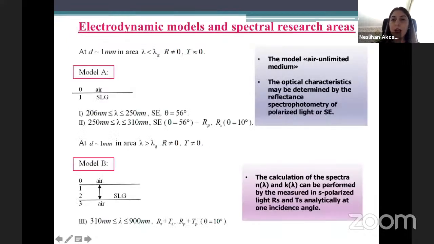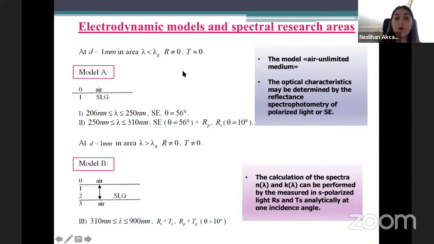So in this slide, I would like to introduce to you the electrodynamic models and the spectral research areas. In the first model, you see, we deal with the region where lambda is smaller than lambda g. I would like to say that again, lambda g corresponds to the red absorption band border, which is equal to 310 nanometer in our study, because as it is well known, below this wavelength, the glass has no transmittance in this region.